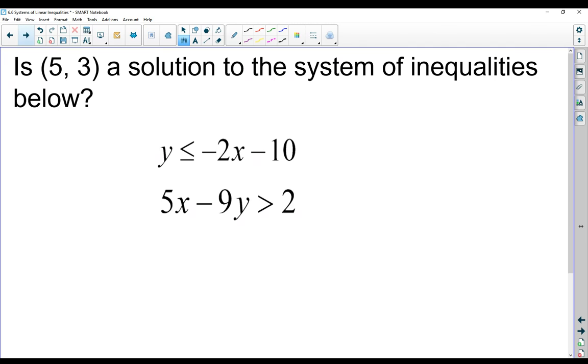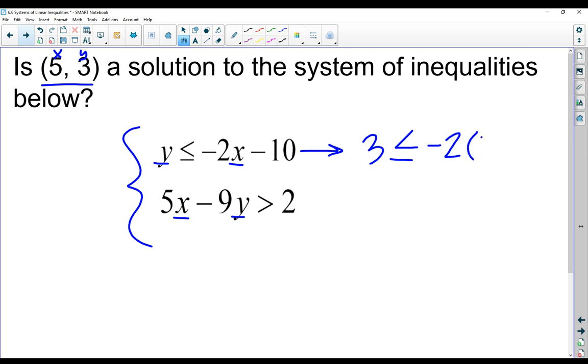All right, so let's try this one first. They're asking us, is the point (5, 3) a solution to this system of inequalities? Remember, an ordered pair is always x, then y. So all we're going to do is plug those numbers in for the x and the y in both of these inequalities. Let's look at the first one. The y should be a 3, so in place of y, I'm going to put a 3. The x should be a 5, so in place of the x, I'm going to put a 5. And after I have those substituted in, then I will solve it and see if it works.